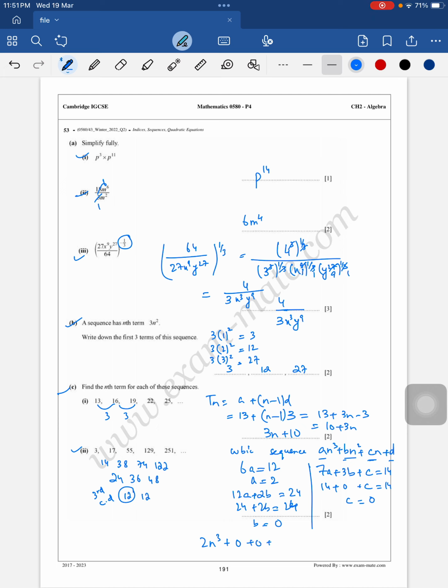And now the final calculation of D. For D we have A plus B plus C plus D equals the first term, that is 3 over here. So A equals 2, B is 0, C is 0, D we need to find. D will be 3 minus 2, which is 1. So in place of D I am writing 1. So it means that the answer is 2n cube plus 1. Right? That is the nth term for the second sequence, 2n cube plus 1. Okay.